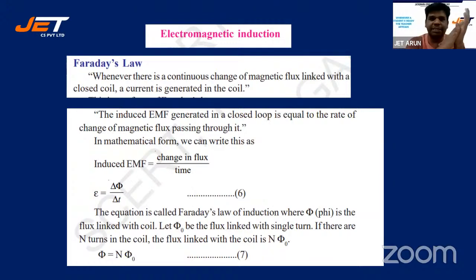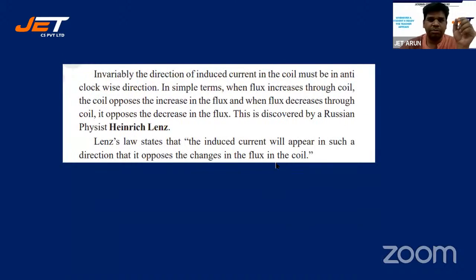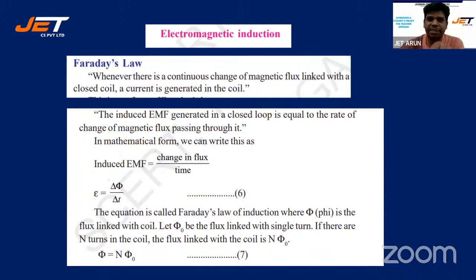Now, Faraday's law states whenever there is a continuous change of magnetic flux linked with a closed coil, a current is generated in the coil. That is Faraday's law. Mathematically, it can be given by change in flux by time taken, delta phi by delta T. Now, look at this. We get the induced current.